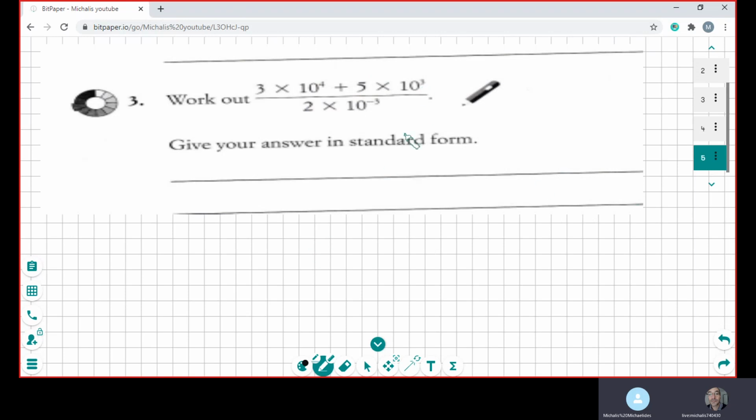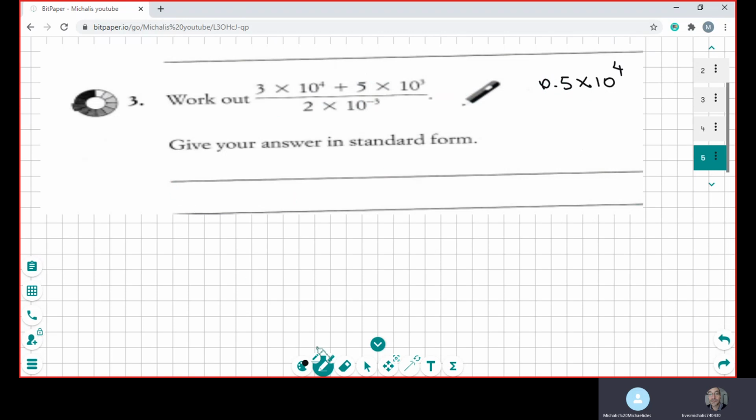So all I need to do is to change the second one. I times the 10 by 10 and I divide 5 by 10. So it's 0.5 times 10 to the power of 4. Now I can change this number into this because now I have 10 to the power of 4 and the first number is 10 to the power of 4. So I can use the method of standard form.